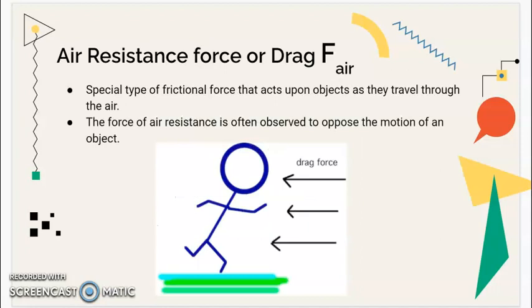Next up, we've got air resistance force. This is sometimes called drag. This is very similar to friction, but it's the friction on an object from the air molecules. And like with friction, if we're going to draw a drag force, we draw that force as being opposite. Here you've got the little stick figure running forward to the right, and the drag force is pushing back towards the left.